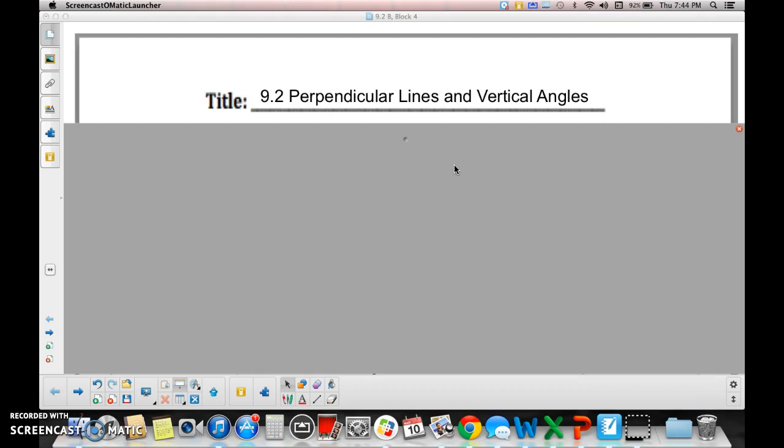I would need you to have your pencil, a piece of notebook paper, or your notes ready to go so that you can take notes on 9.2 perpendicular lines and vertical angles. I know we've already done 9.2, but we are doing a second part to 9.2. So right now, if you are not ready to go, you're going to hit the pause button and get your notes and a pencil ready, and you are going to take notes on this lesson while having your headphones plugged in and watching your iPad screen.